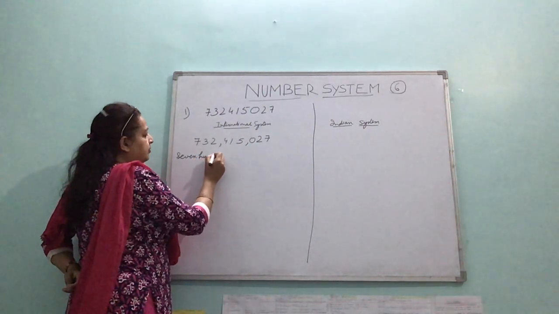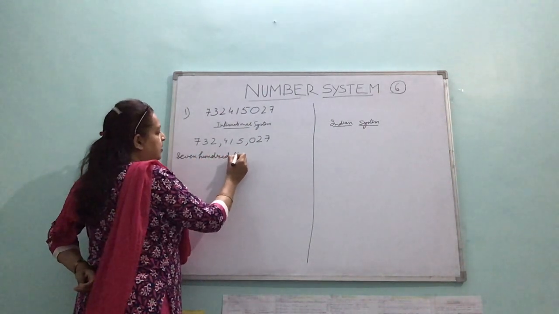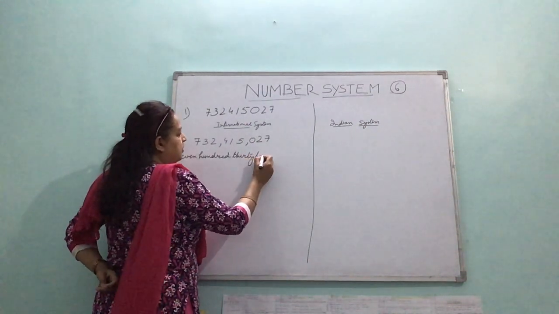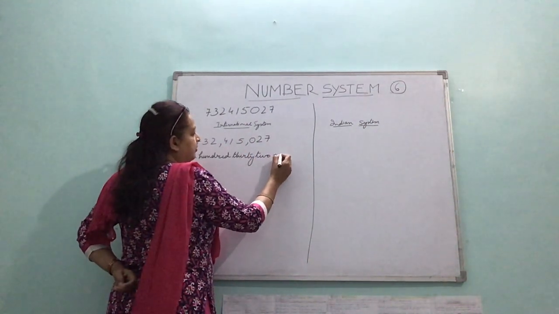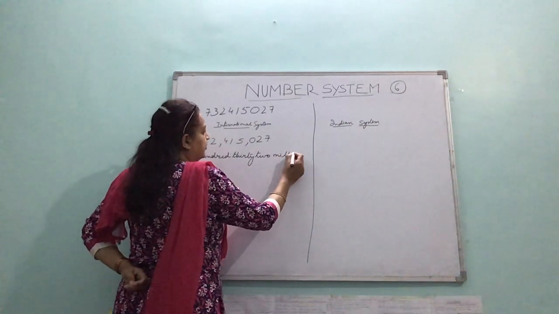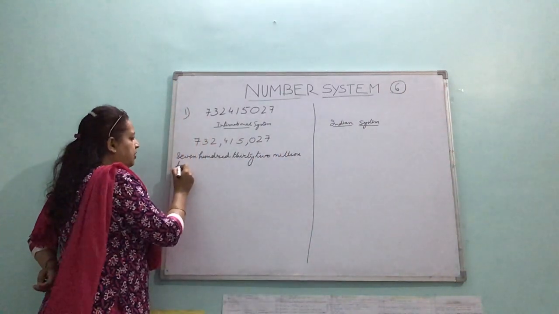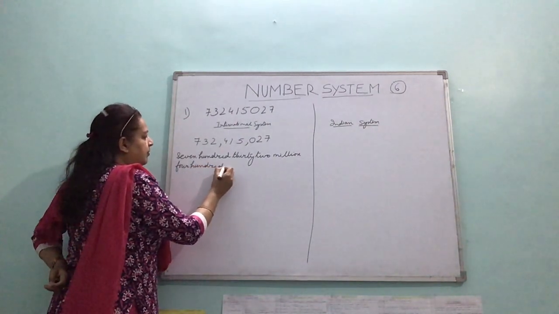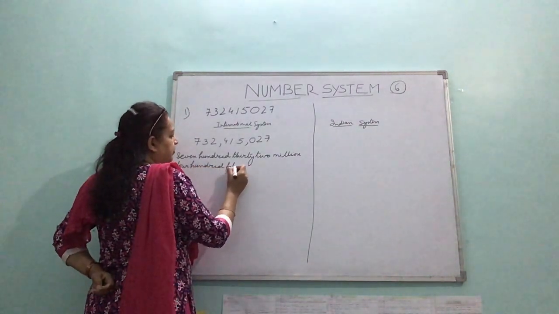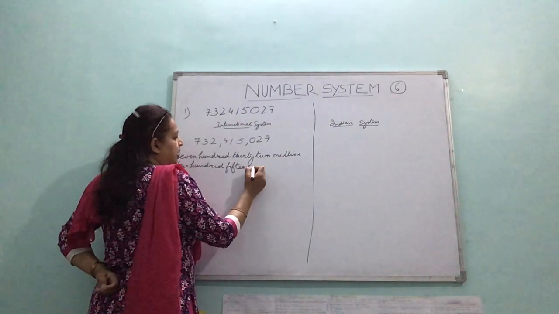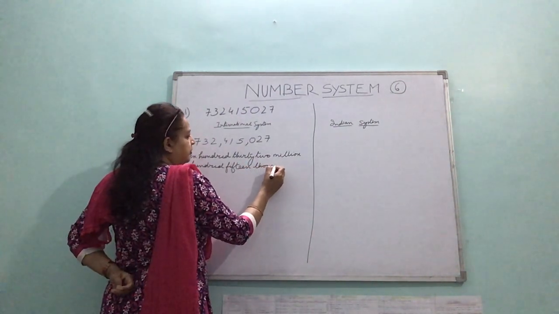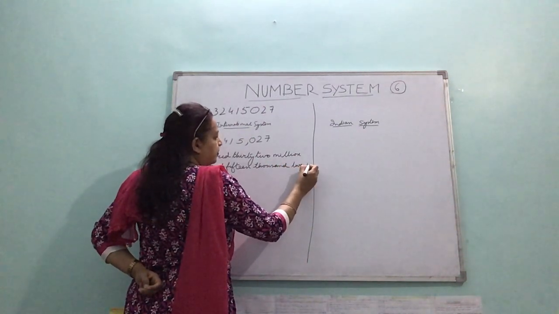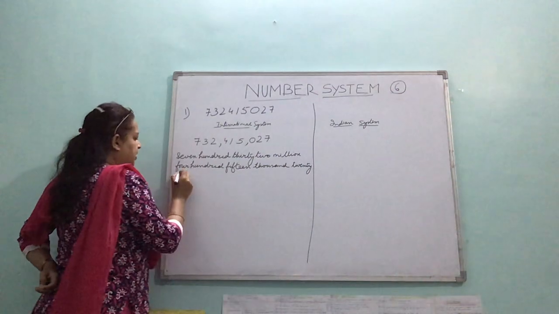So the number name is 732 million 415,000 27.